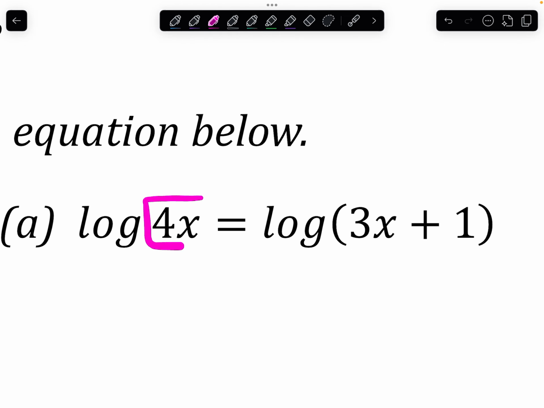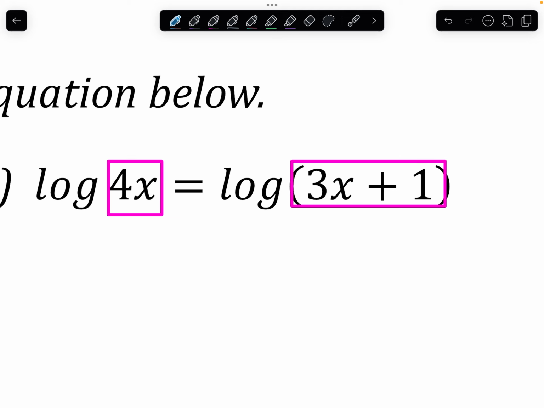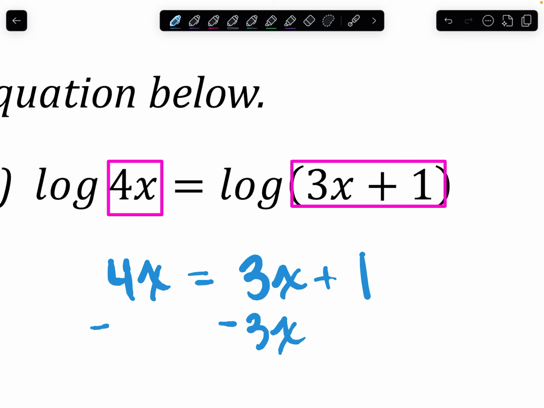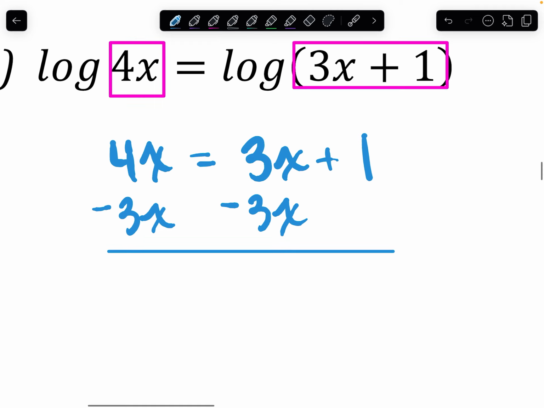So the left side has a log containing the 4 and the x. The right side has a log containing the 3x plus 1. So since both sides are entirely encased in a log base 10, we can just drop the logs. So that means 4x has to be equal to 3x plus 1. And then we can subtract the 3x from both sides. And we're going to get x equals 1. Done.